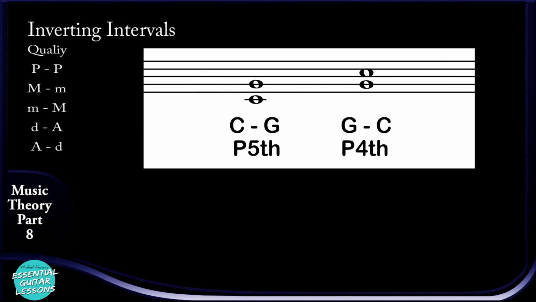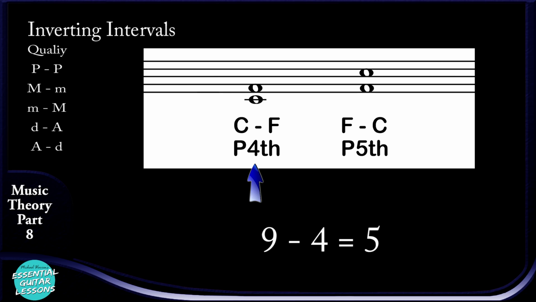Let's do another. So if we were to take C to F and then we swap it around, so F's now the lowest note, we have F to C. C to F's a perfect fourth, so it stays a perfect, and then we just take 4 from 9 and we end up with 5, so F to C is a perfect fifth.